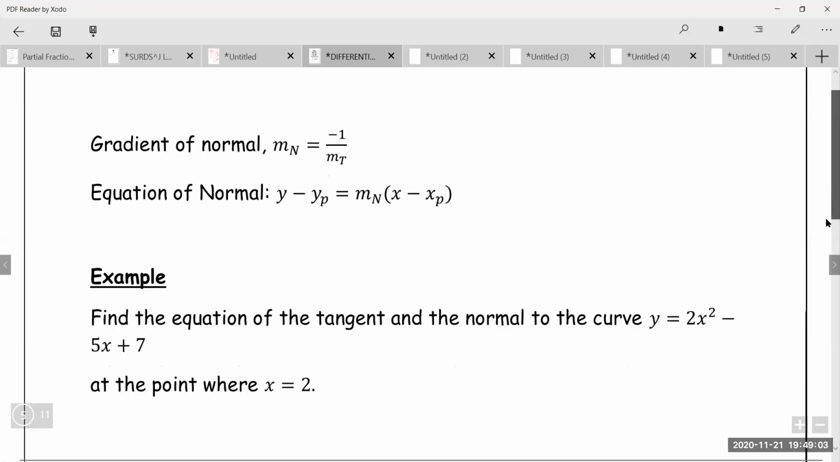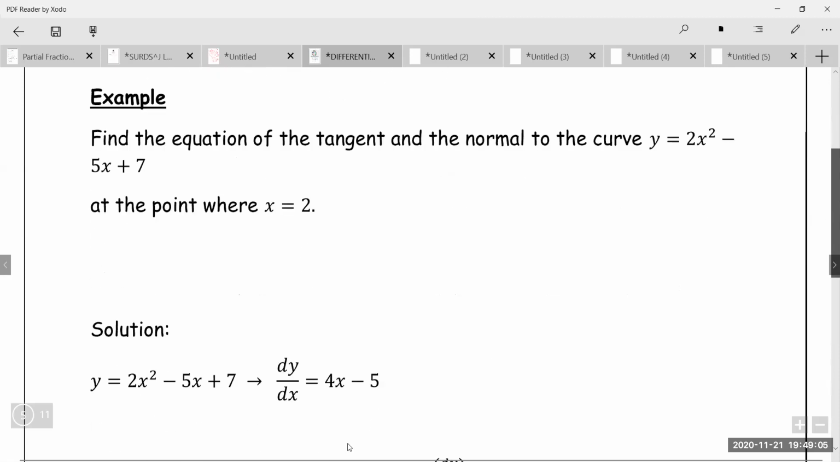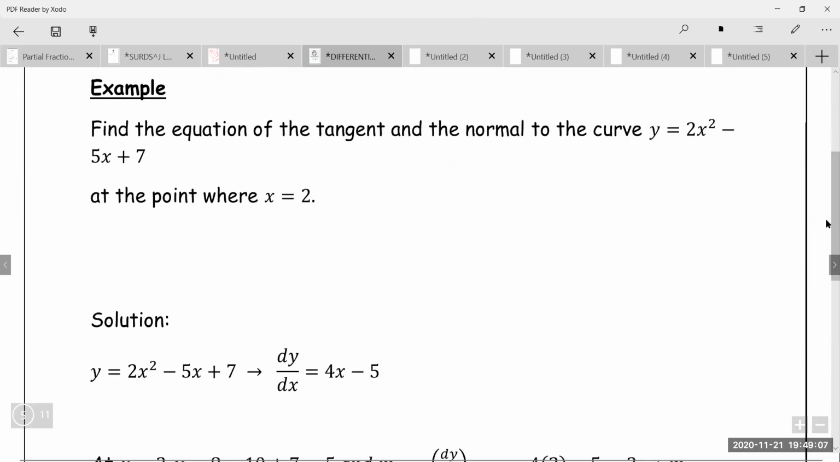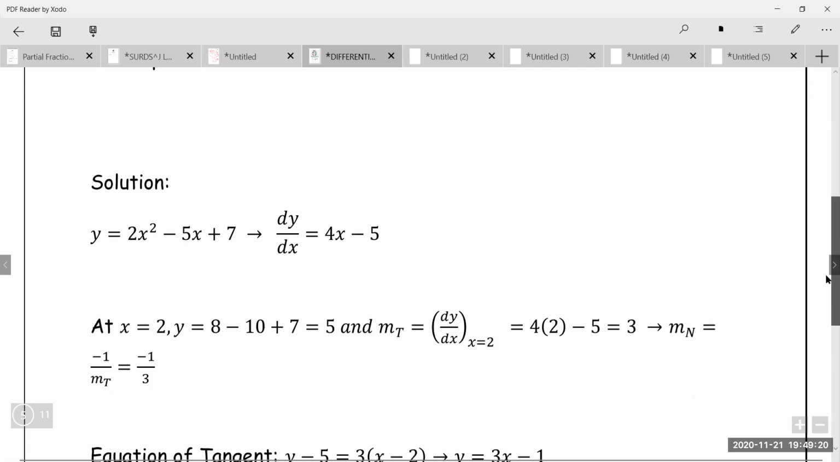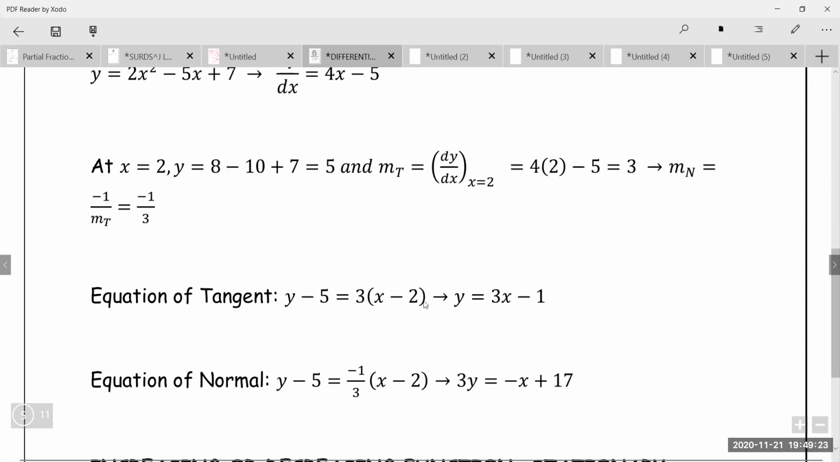All right, so in this question, we did it around here. Remember, we got 4x minus 5, we got 3. At x equal 2, we got that. We got our y value. We got the gradient of the tangent. Then we got the gradient of the normal. Then the equation of the tangent was this, y minus 5 equal to the gradient of the tangent times this. We worked out all of that and got these. Nice.